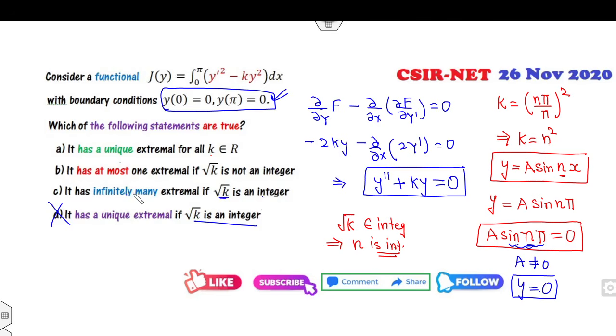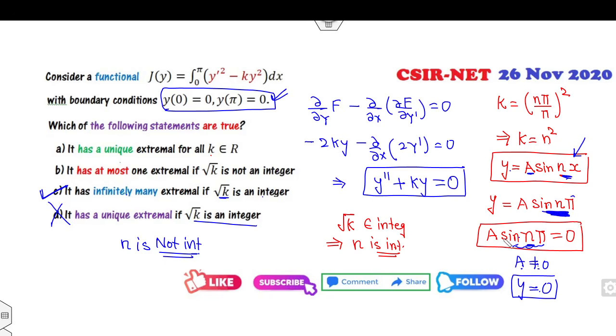Is it true? Yes, it is true, because a is non-zero. Once a is non-zero, this has infinitely many solutions. If root k is not an integer, that means n is not an integer. If n is not an integer, that means this number will be non-zero.